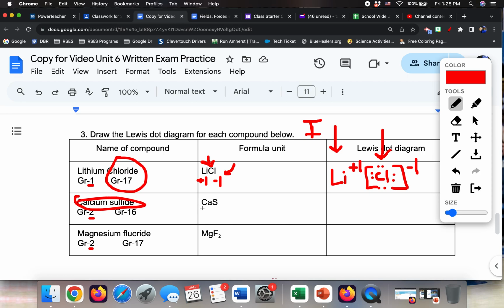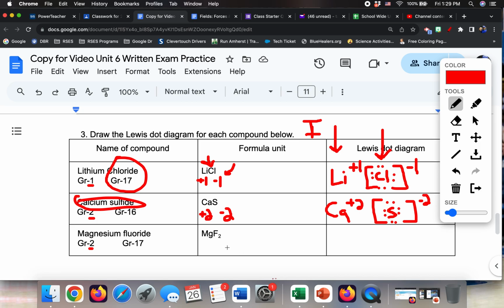Calcium is in group 2, means it has a +2. Sulfur is group 16, use your periodic table to cheat, it has a -2 charge. We said a second ago the first element, Ca in this case, you just write in the charge. The second element, you put it in a bracket with the charge outside and give it 8 dots because it gained 2 electrons to go from 6 to 8, so you're good.